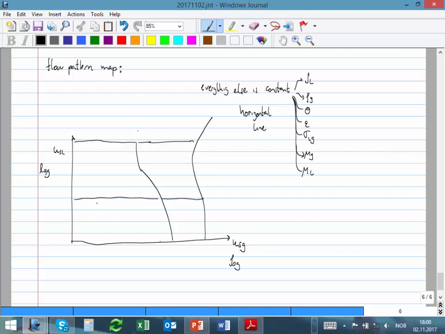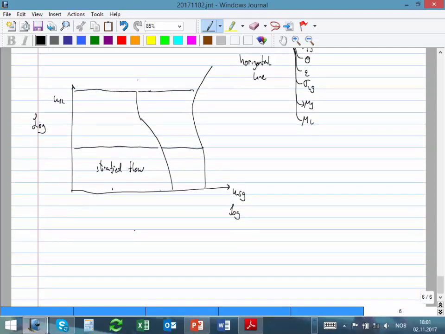And we have here, when we are using low gas speeds and low liquid speeds, or low rates, log, log, here we have stratified flow. If we have low gas speeds and low liquid speeds, that means stratified flow: if we have the pipe, the liquid is stratified exactly at the bottom, and then we have gas flowing at the top. That's stratified flow.